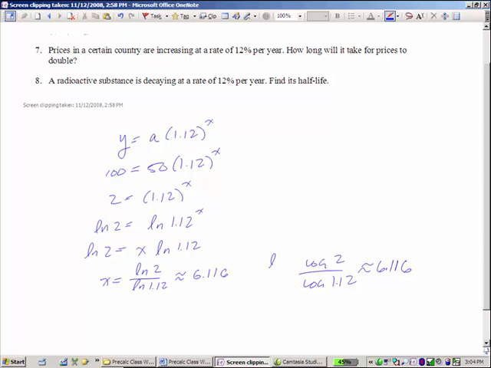Corinne, do you want to take a shot at starting us with 8? If the answer is no, that's okay. No way. Y equals a times 0.88. Perfect. Okay, so Corinne sets up a perfect exponential decay with 0.88 as our base, and I want to find its half-life.